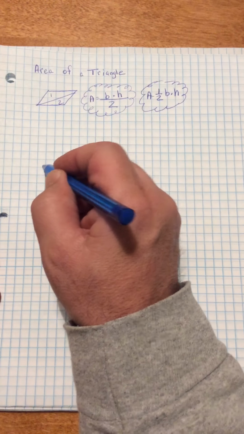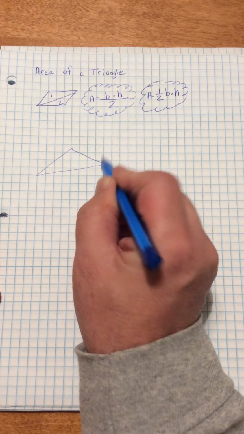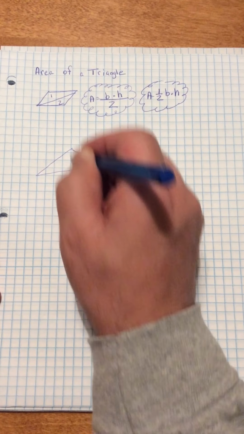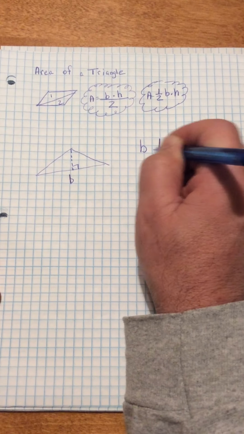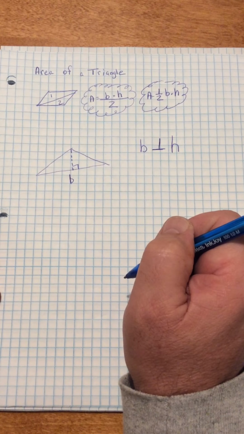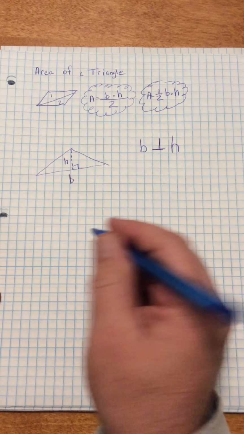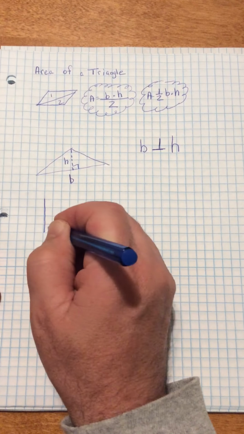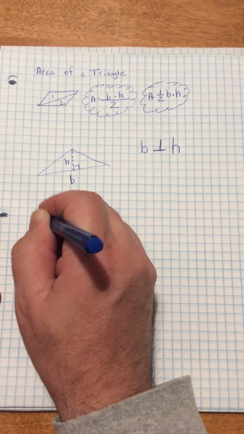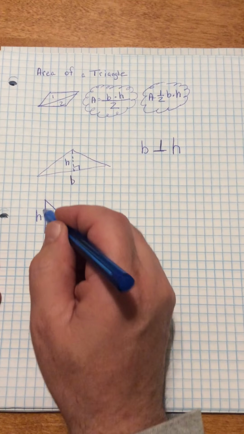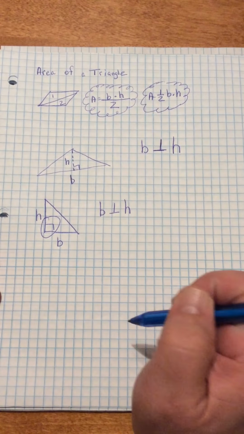So very easily, if we make a triangle, make this my base. Remember, the B must be perpendicular to H. So there's my height. If I were to have a right triangle, I can use the height as one of the sides because, again, they are perpendicular to one another.